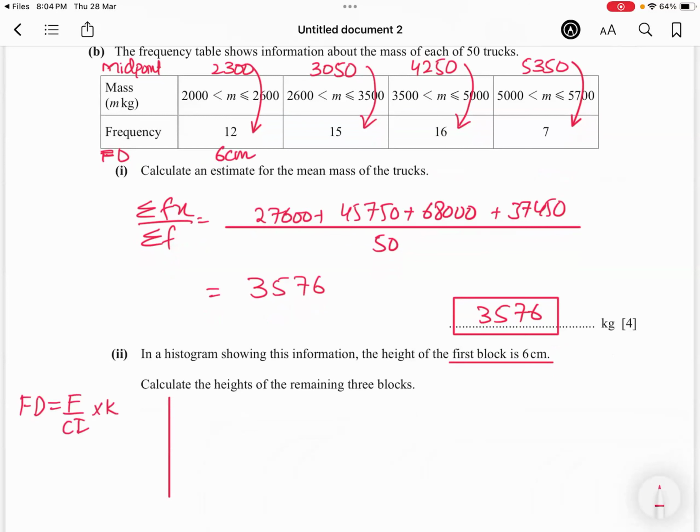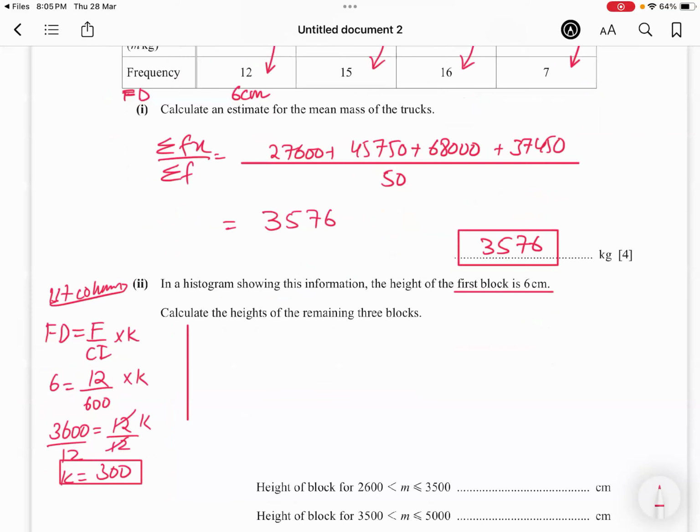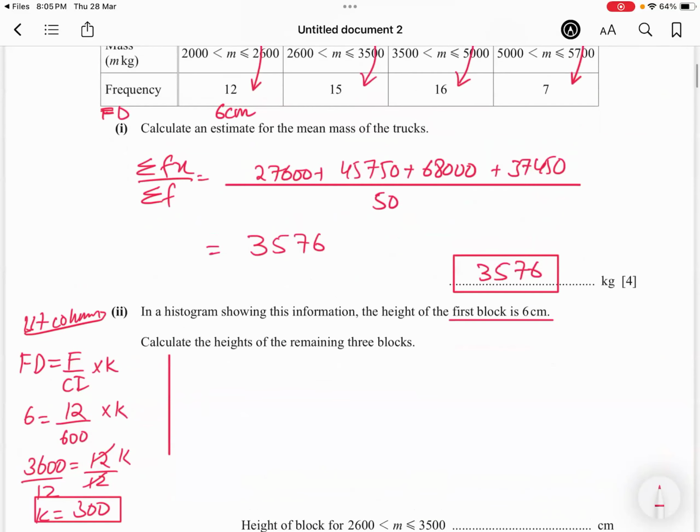I will check for the first column what the value of K is. So FD for the first column is 6, frequency is 12, and the class interval is 2600 minus 2000, which is 600, multiplied by K. So 6 into 600 is 3600, equal to 12K. Divide by 12 on both sides, so 12 cancels. So K is equal to 300. We'll be using the value of K, 300, in the question.